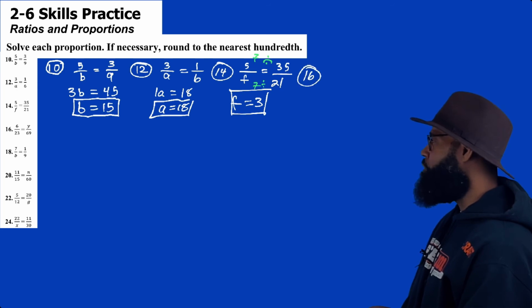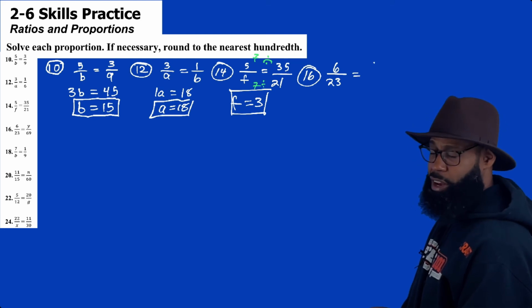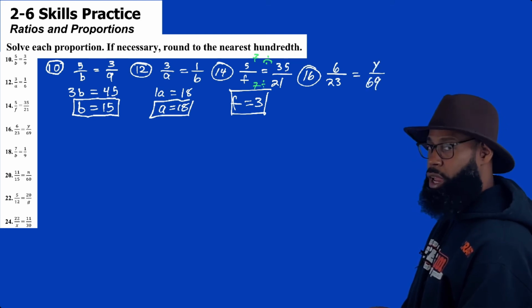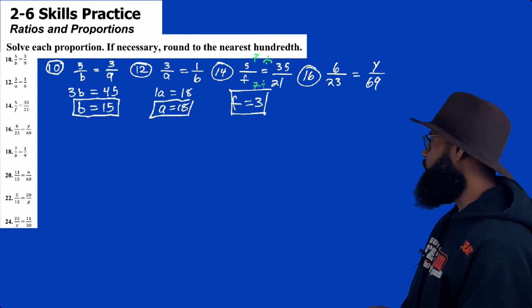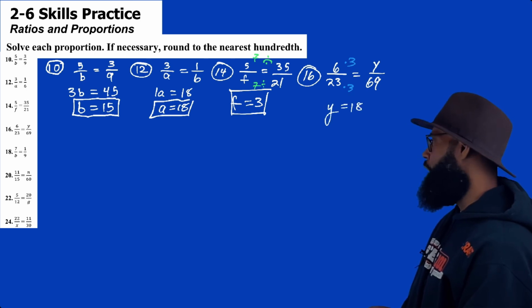Another good display of 10, cross multiply. 12, cross multiply. 14, use my knowledge, use that big brain between those big ears. Maybe you're a small-eared person. You got a brain between them. So 16, again, I'm like, 23, 69, oh wait, 3. 23 times 3 will give me 69. So 6 times 3 will give me my answer. Y is equal to 18.